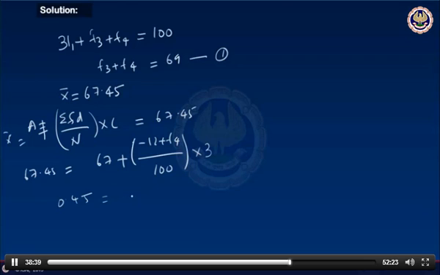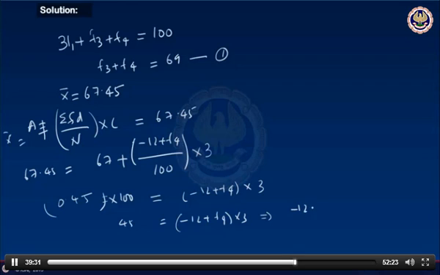After simplifying this value, 0.45 into 100, which is 45, equals minus 12 plus F4 into 3. From this, the 3 will divide across, so minus 12 plus F4 equals 15. Therefore, F4 equals 27.